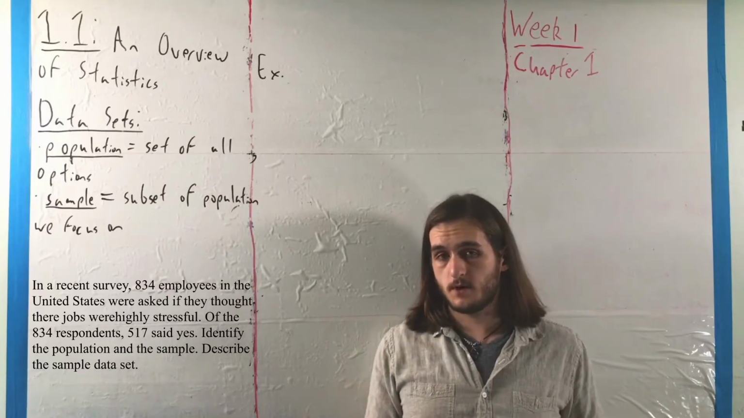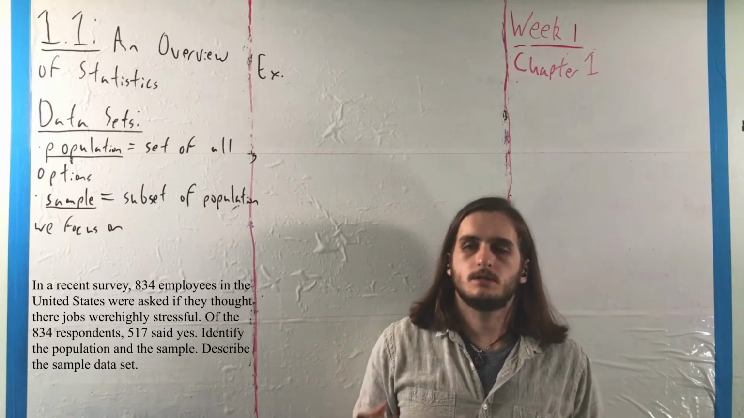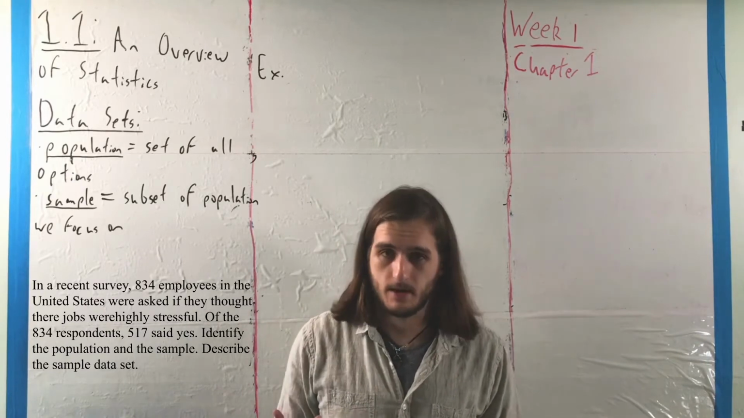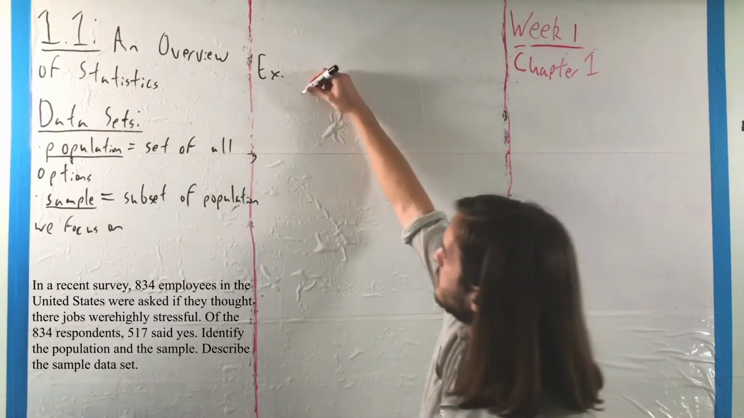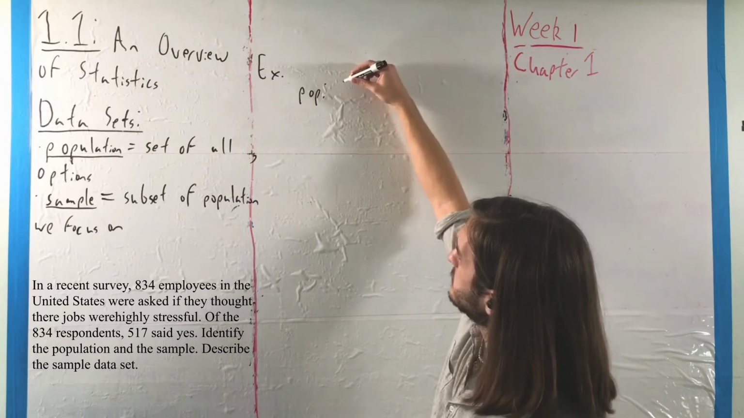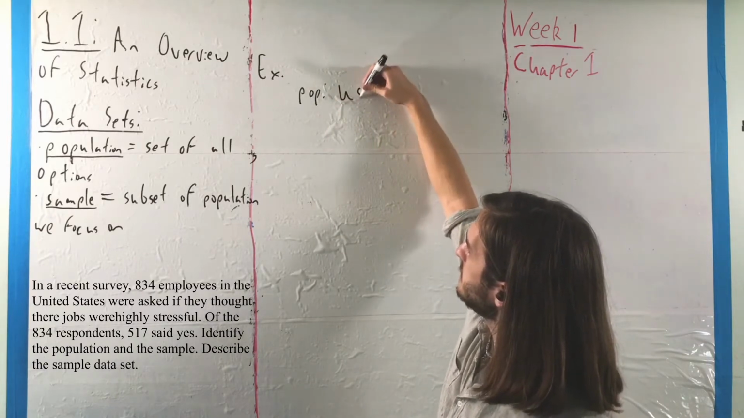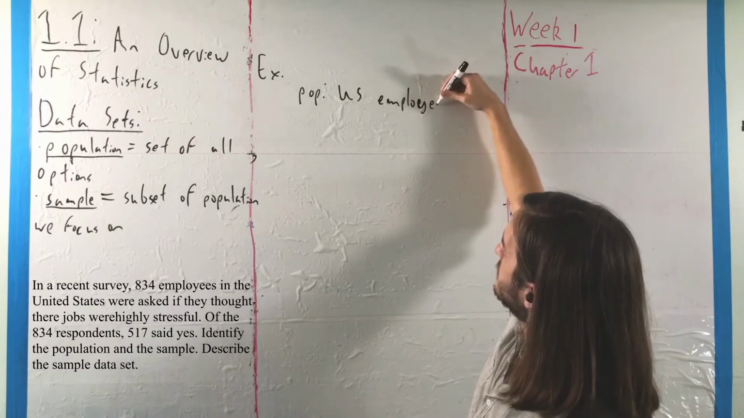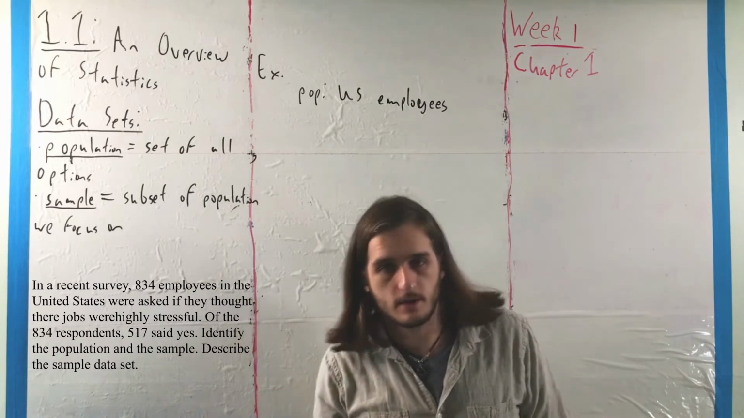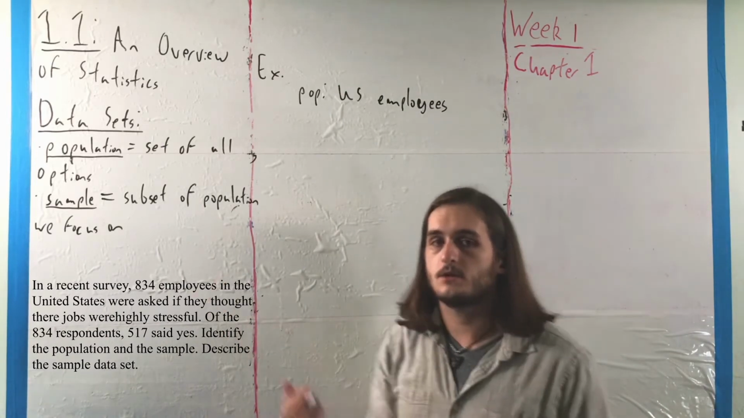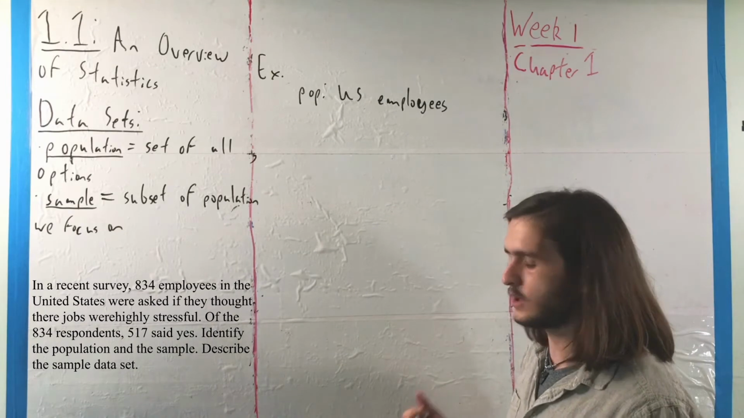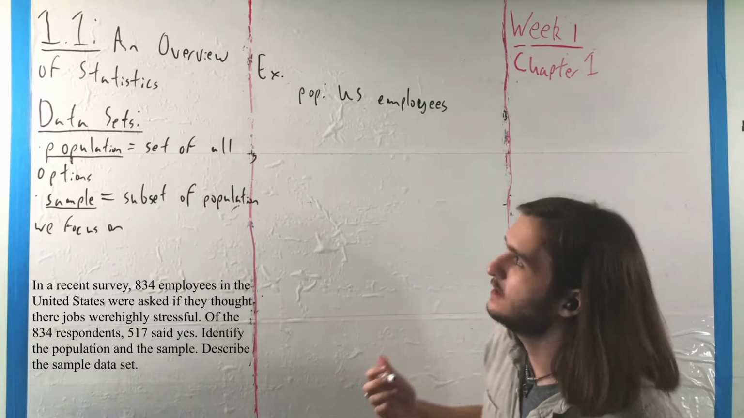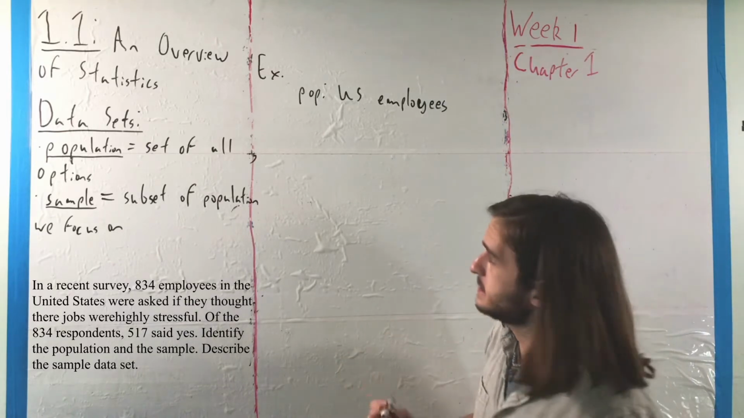So here, for this problem, understanding what the population is a matter of seeing what it is we're actually trying to describe, what we're trying to learn about. And what we're trying to understand here is people in the United States who have jobs. We're trying to find out about US employees. And to learn about US employees, we're not going to go out and find every single person who's currently holding a job and ask them how they feel about it. That would be unreasonable.